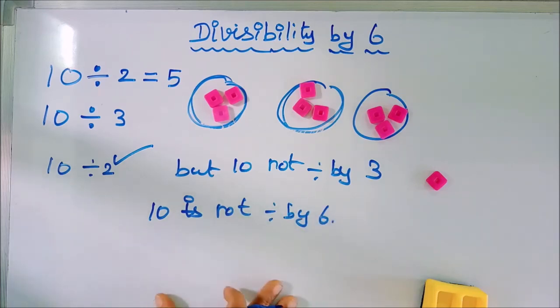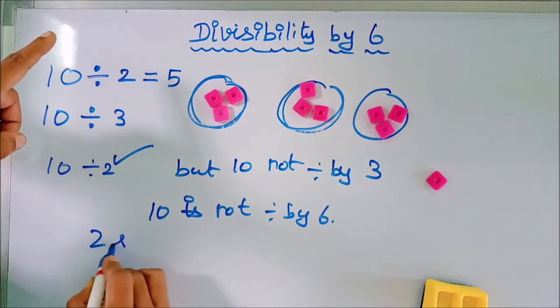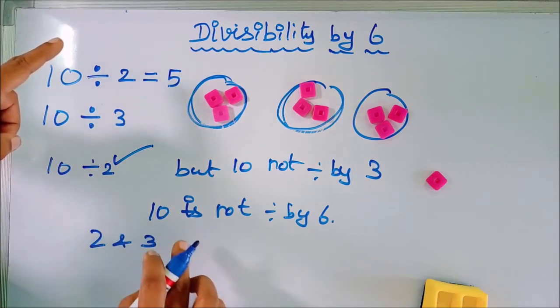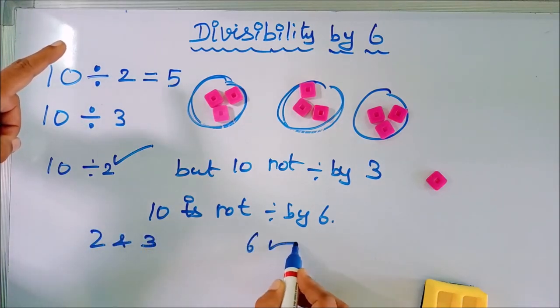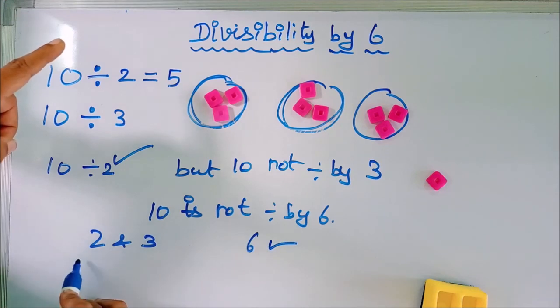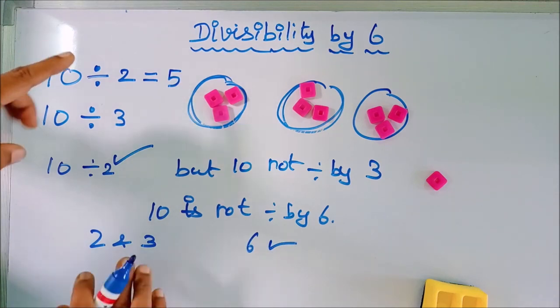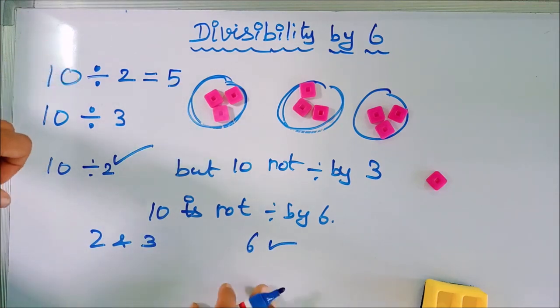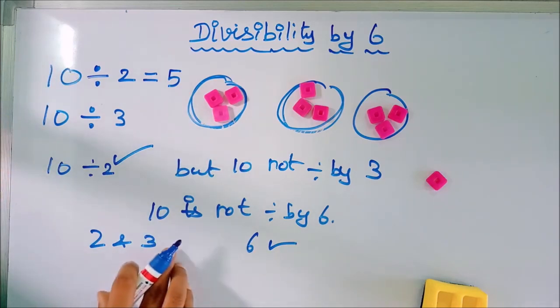I hope you understand. If a number is divisible by both 2 and 3, we can say it is divisible by 6. Suppose a number fails in either one of the cases, we can say it is not divisible by 6. I hope you have understood the concept of divisibility of 6.